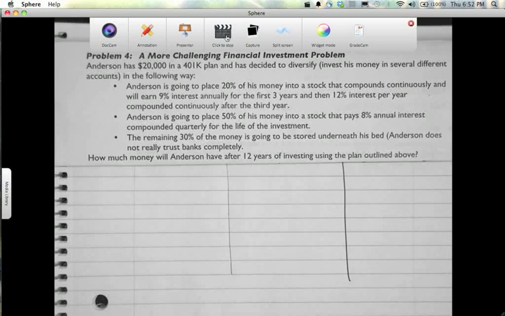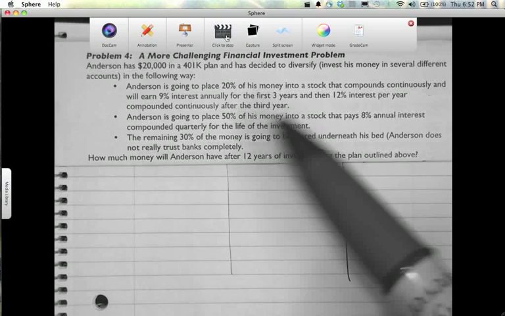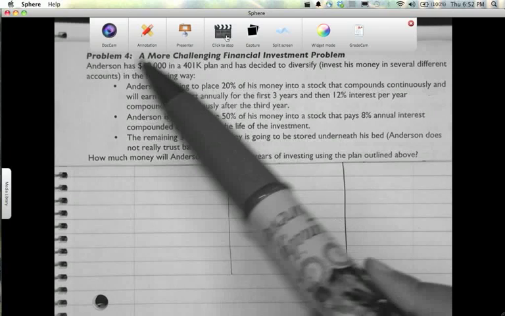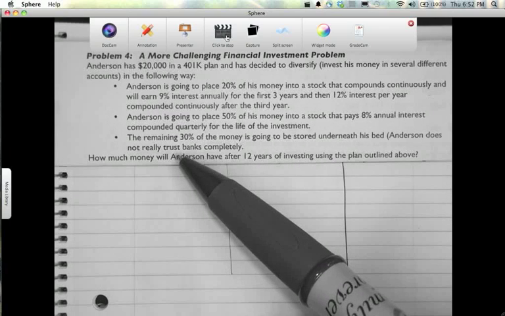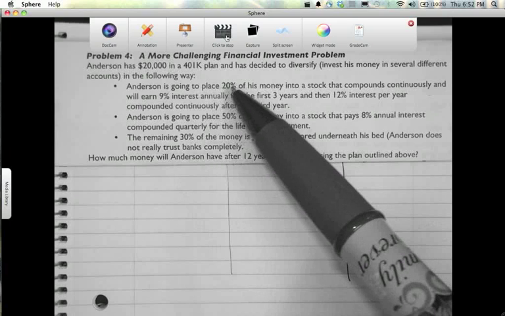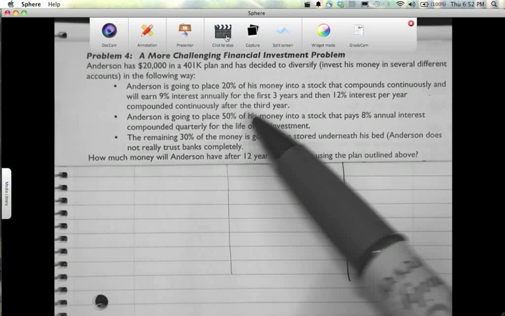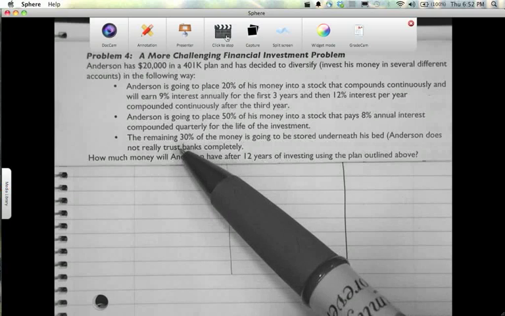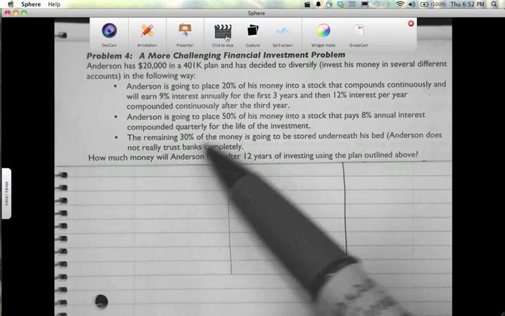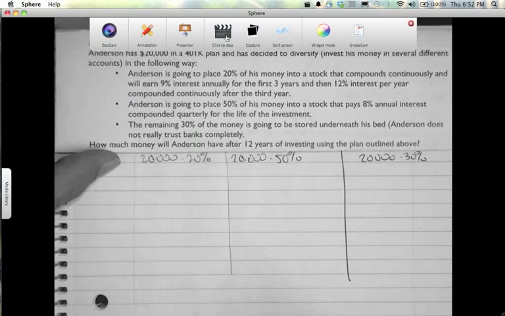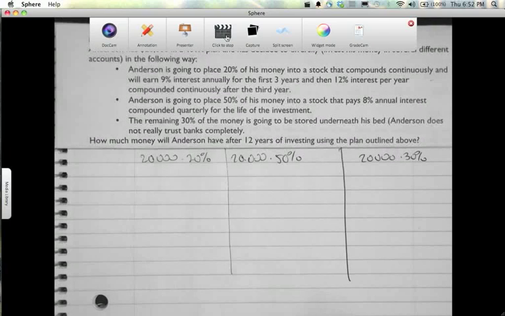Great. Now that you've read through, you notice that he's investing his money, which is $20,000, in 3 different ways. The first way, it's 20% of the money. The next way is 50% of his money, and the third way, just leaving the money alone, is 30%. So what I've done is I've simply divided up into 3 columns because that's the 3 ways we'll be investing the money.